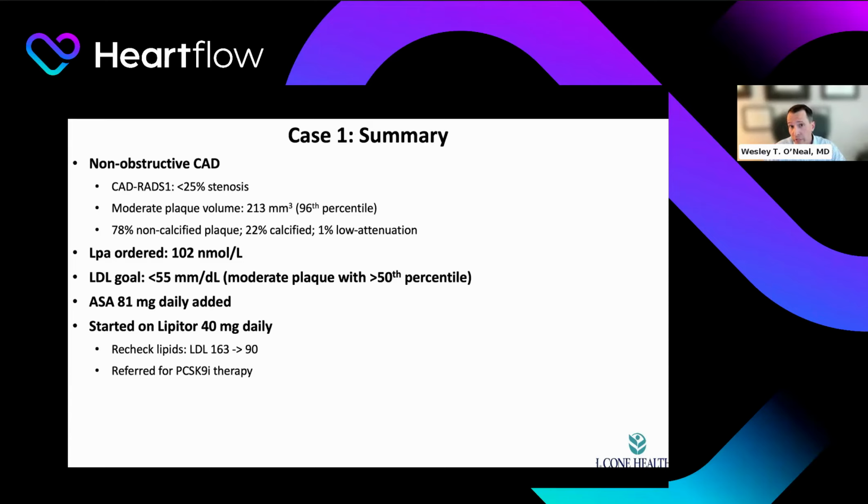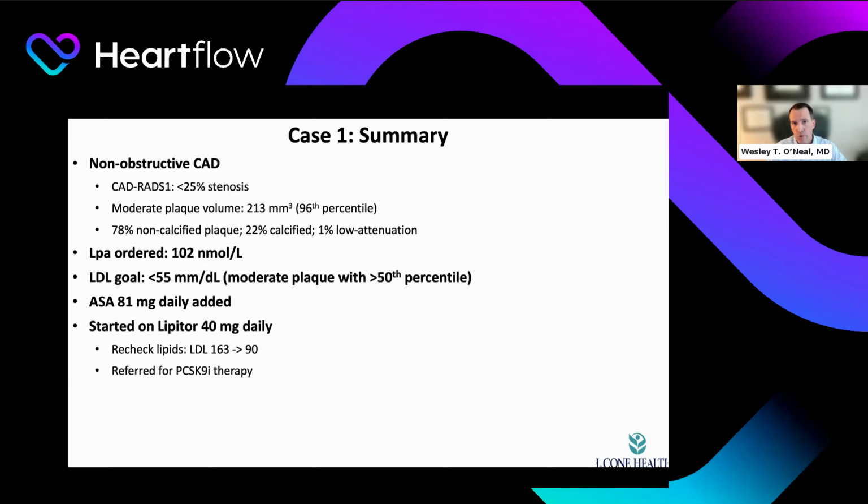An LPA was ordered for this patient, which was marginally elevated. And then an LDL goal was given for this patient of less than 55 milligrams per deciliter. Moderate plaque, we treated him in that range because he was above the 50th percentile. And then we did add aspirin to his regimen and started him on Lipitor 40 milligrams daily. He actually had a recheck on lipids, and his LDL was still above threshold goal at 90, so he was referred for PCSK9 inhibitor therapy.